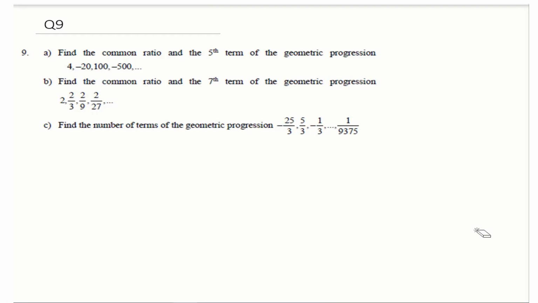Now, let's get started with question 9. The first question, question A: find the common ratio and the fifth term of the geometric progression with the given sequence 4, negative 20, 100 and negative 500. From this question A, the first term is 4. So A is equal to 4.